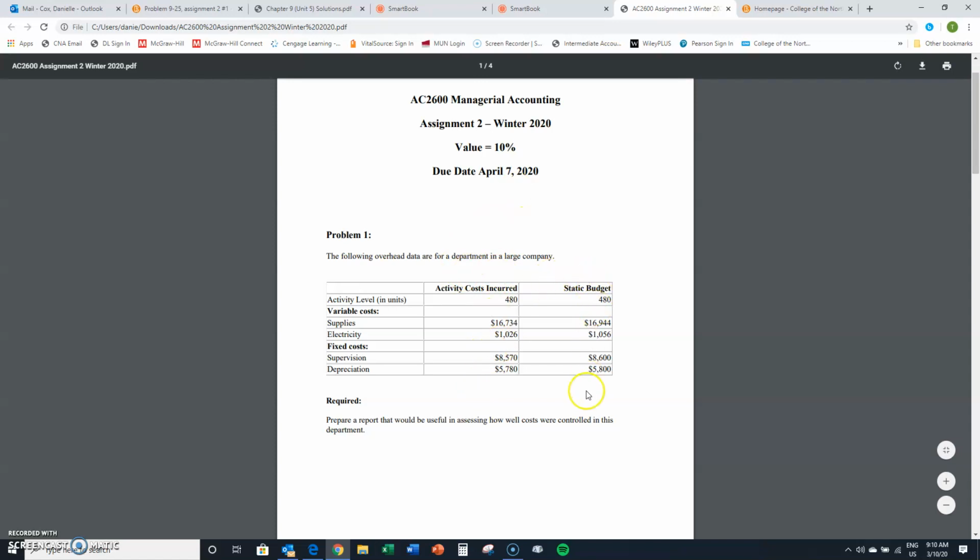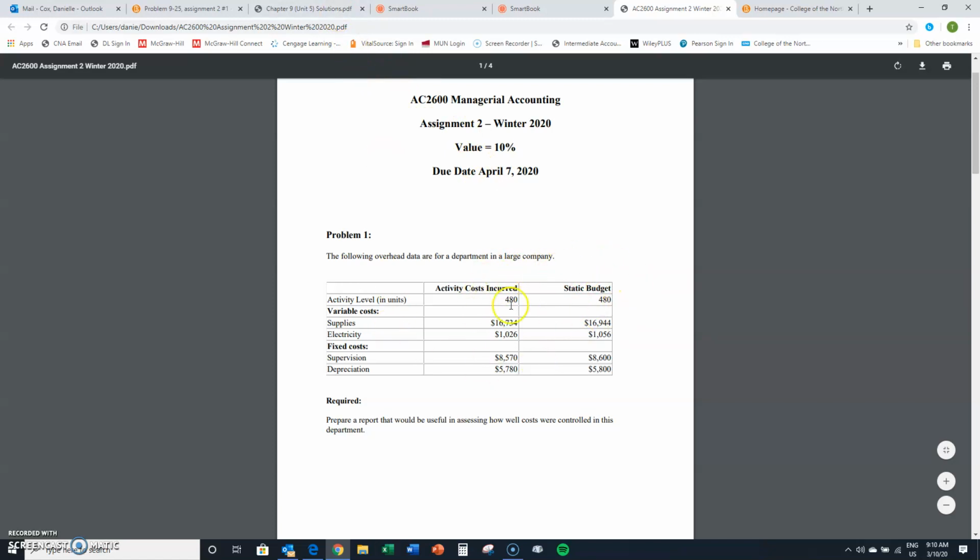We are given actual and static. If the level of activity had been different in our static budget than in our actual, you would have done what we just did in question 9. You would have taken the static budget, gotten a per unit cost for the variable expenses, and then done a flexible budget based on that per unit cost. You would have looked at the activity level under the actual and done a flexible budget based on that. That's what we just did.